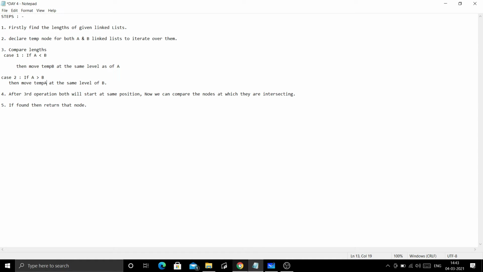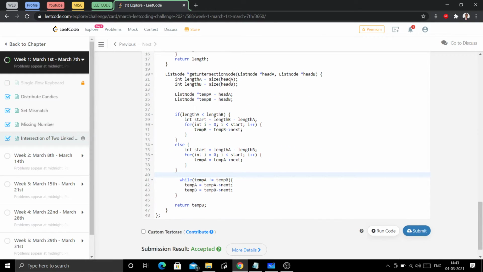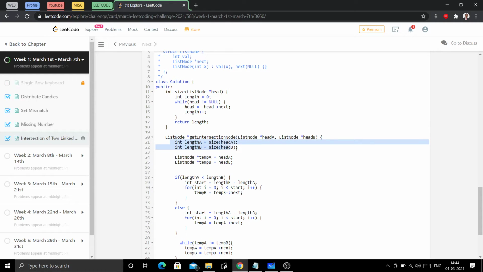Let's see the code. The approach is simple here. We have to return a list node. Head of A is given, head of B is given. Now we have to find the lengths of the lists. To find the length of lists A and B, I have created another function. So from here we can get the length.